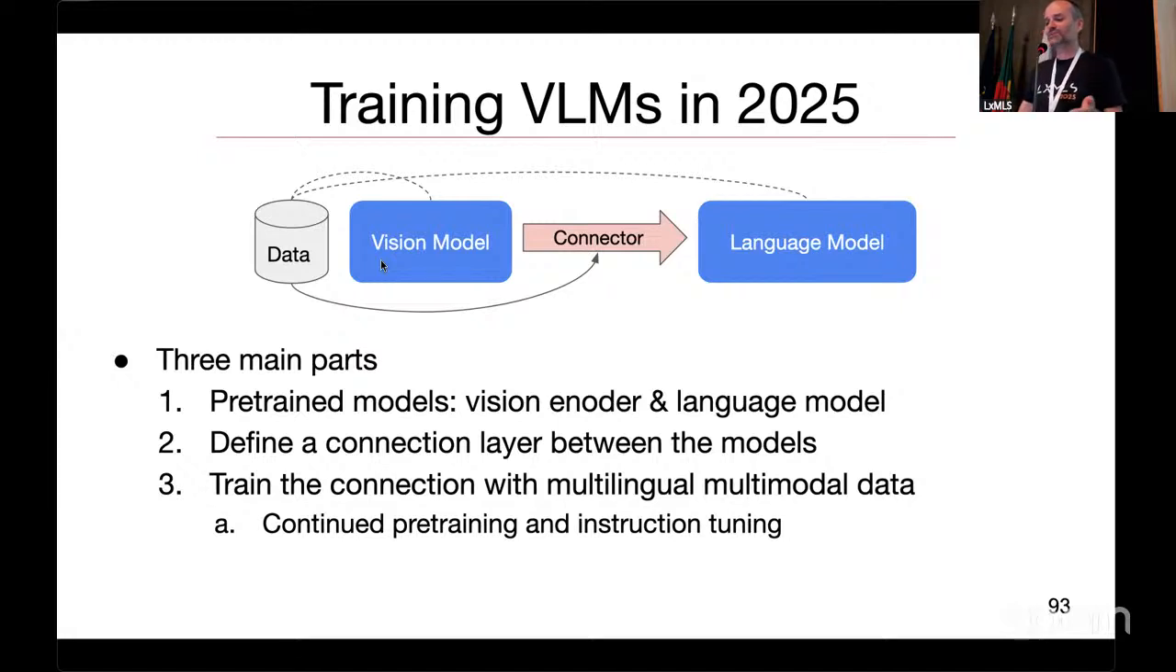A vision language model in 2025 has 3 major parts. You have these pre-trained components in the vision encoder and in the language model. And you usually freeze those since they are good representers of all the data they've seen. Then you define a connection layer between those models, and you train that connection using as much monolingual and multilingual multimodal data as you can find through continued pre-training and then instruction tuning and preference training.